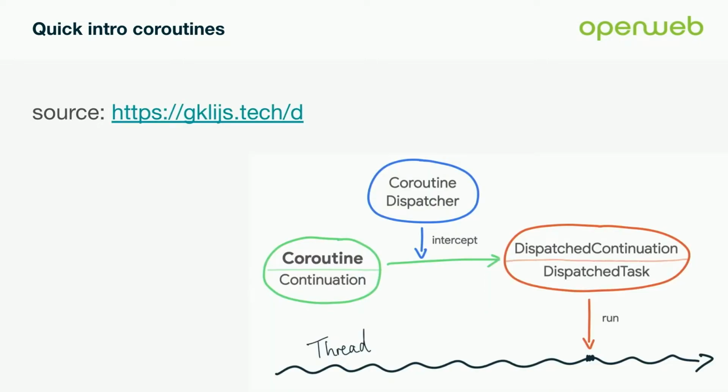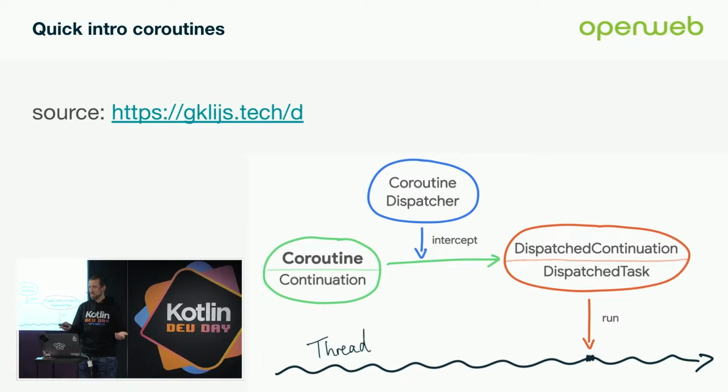So this is a formal article about coroutines that goes much deeper than I go into it now. But basically, you can think of coroutines as an abstraction above threads. So there's a continuation and a coroutine dispatcher, and eventually it's still run on a thread. So you're still working with threads, and you can still handle only as much as you have threads. So it doesn't magically give you more computing power.